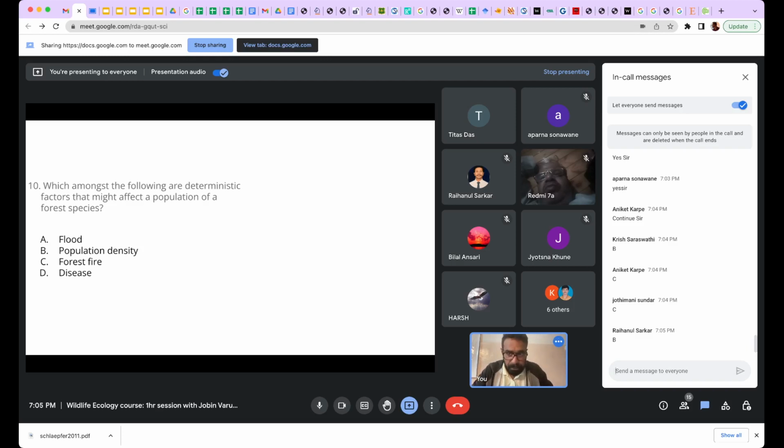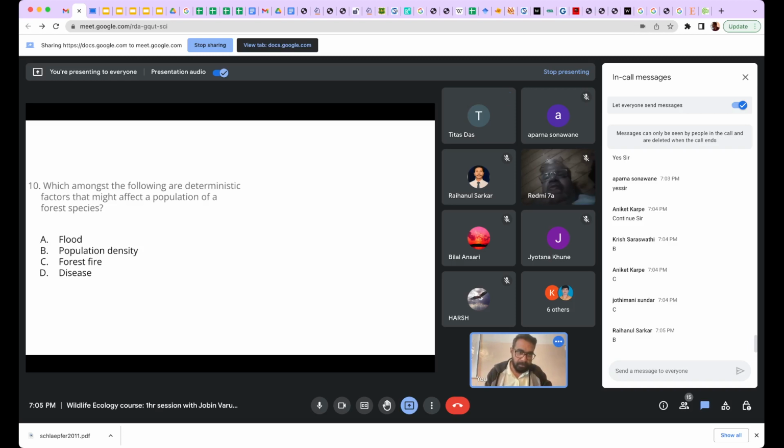But population density almost always affects the population. If the population density is too high, there's a chance that the population would be affected because the food resources get reduced. So that is a deterministic factor. The others that I was talking about, like the flood, the forest fire and the diseases, are stochastic factors. So the answer over here is B. I hope you understood the difference between the deterministic factor and stochastic factor.